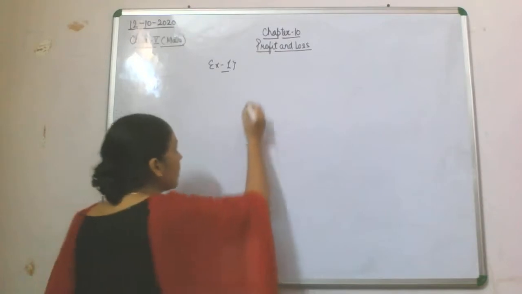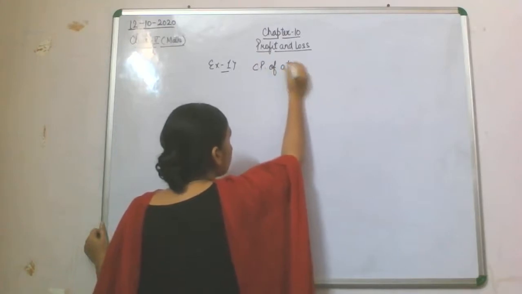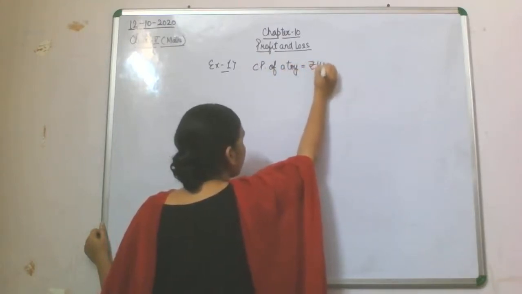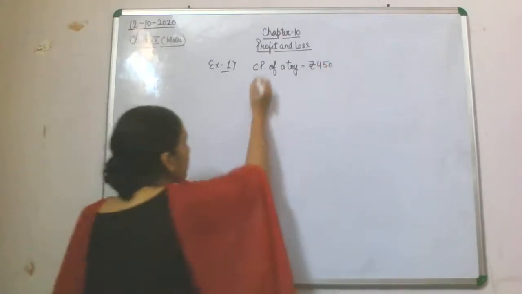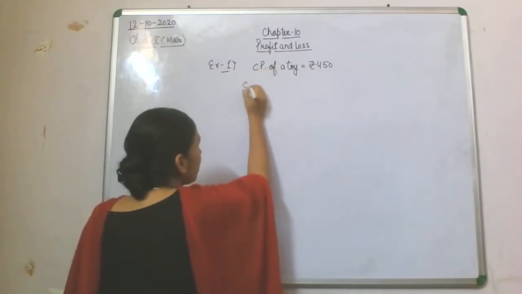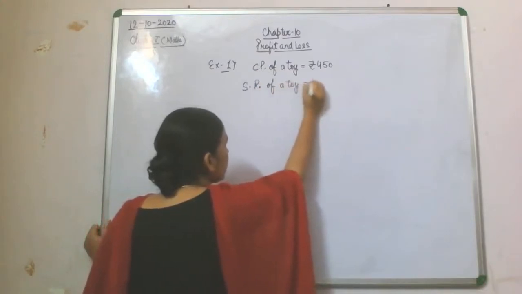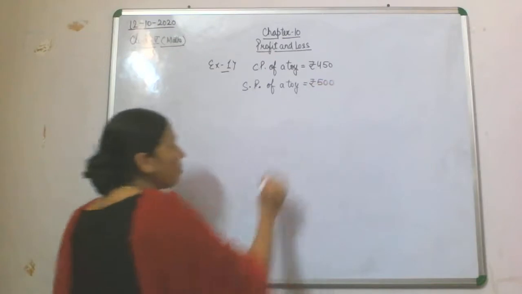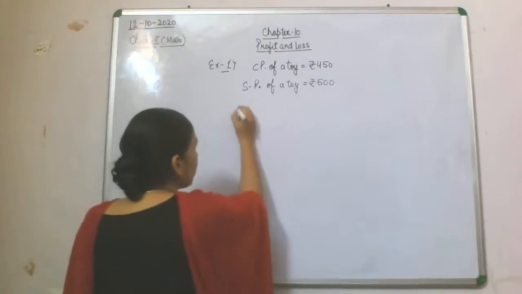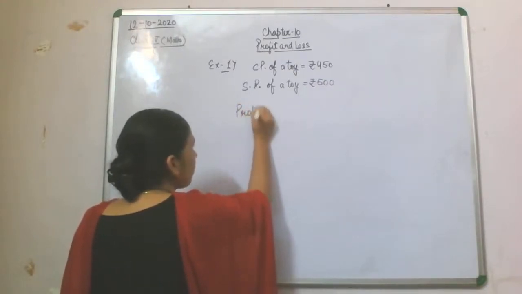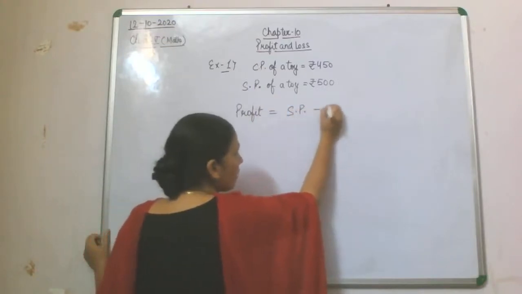Let's see how. Now here, what is the cost price of the toy? That is rupees 450. CP, that is cost price. Next is the selling price of the toy, that is rupees 500. Now what is next? Next we will find the profit. What is the profit we are gaining on this toy? That is selling price minus cost price.